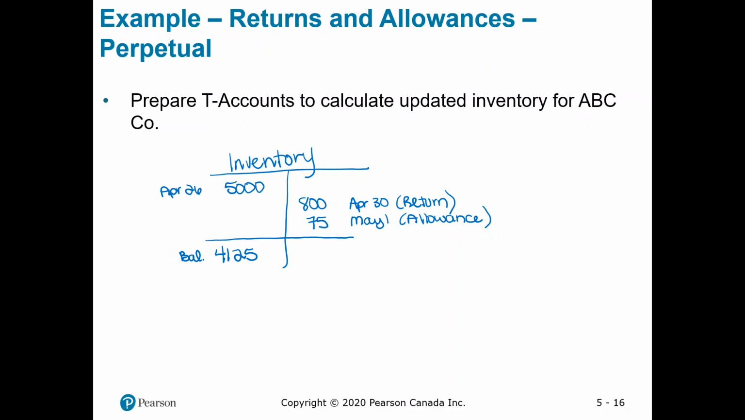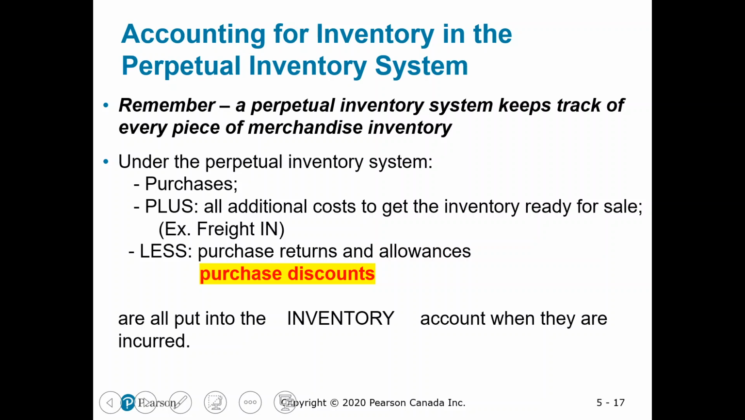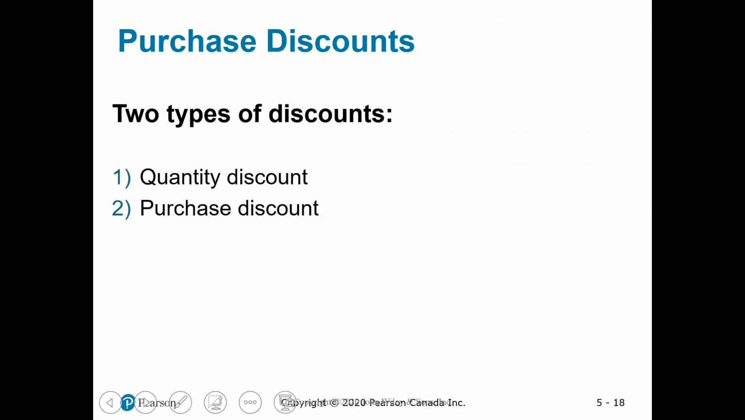Okay, the next thing that we will look at, next on the list here, are purchase discounts. There are two types of discounts that you could see when you're purchasing something. The first is quantity discount, and the second is called a purchase discount. And just so that these videos stay a bit shorter, I'll go ahead and talk about this in the next video.